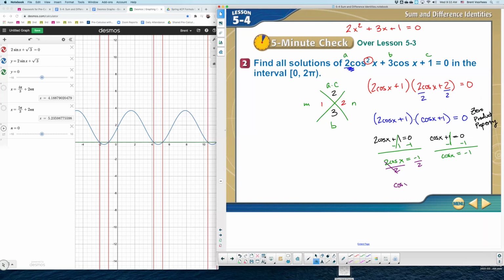So what do I now have? Once I have my cosine x equals, over here on the left, -1/2. On the right, I have cosine x equals -1. Now I do the good old inverse. An inverse will exchange or substitute my domain and my range here. We're trying to solve for the domain and we have a range value.